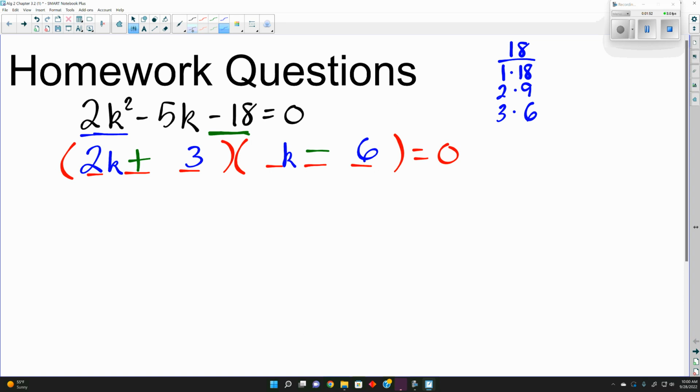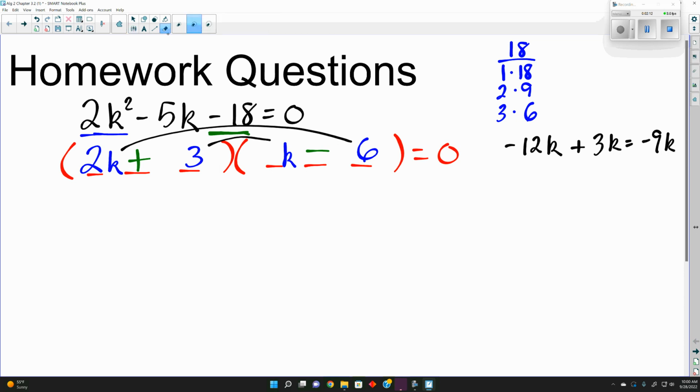And we can check this here. Now 2k times negative 6 is going to be negative 12k. 3 times k is going to be positive 3k, plus 3k, which gives us a negative 9k. So that's not the one we want. So we can try switching the 3 and 6. So 6 and 3.